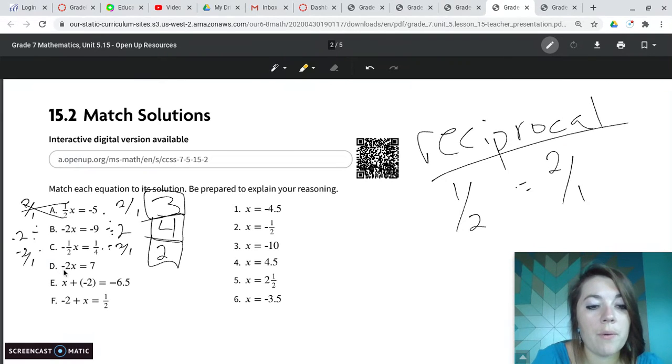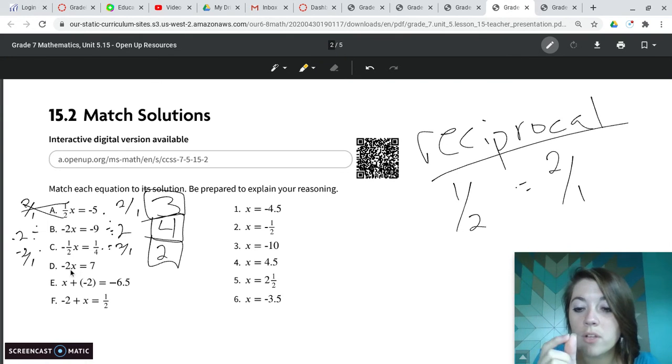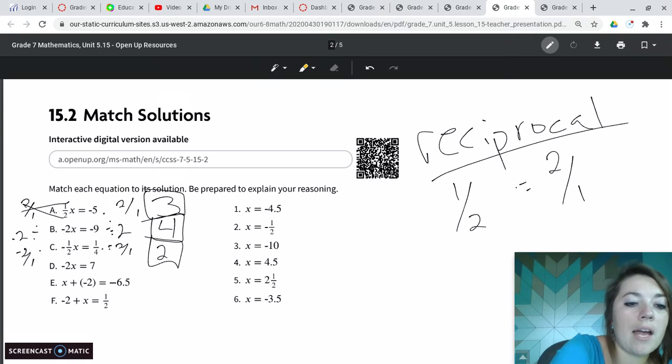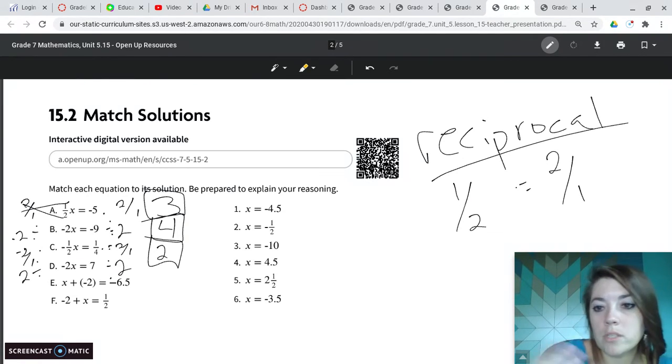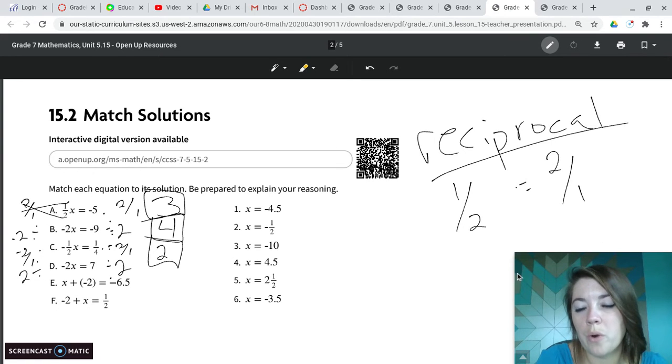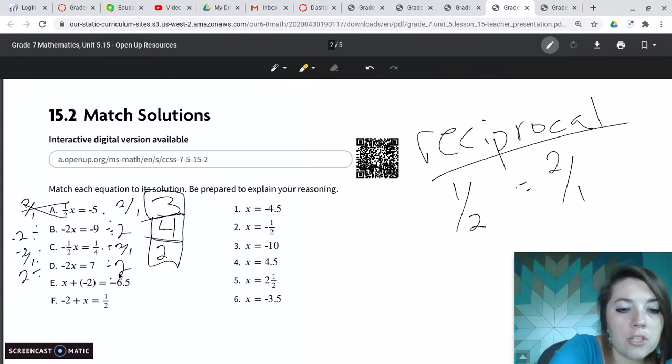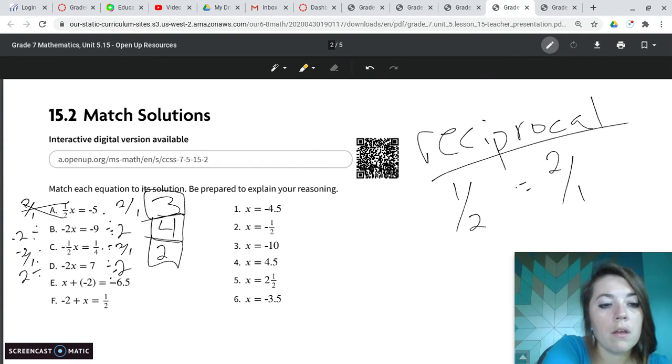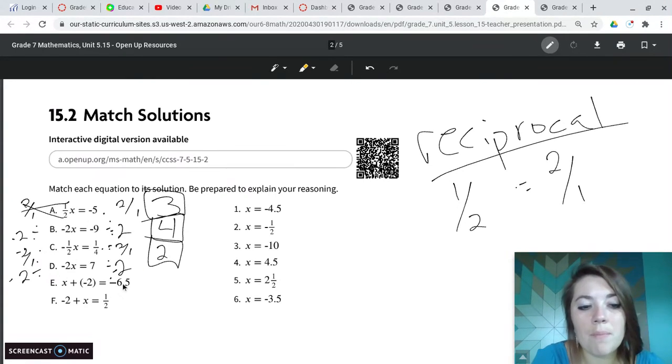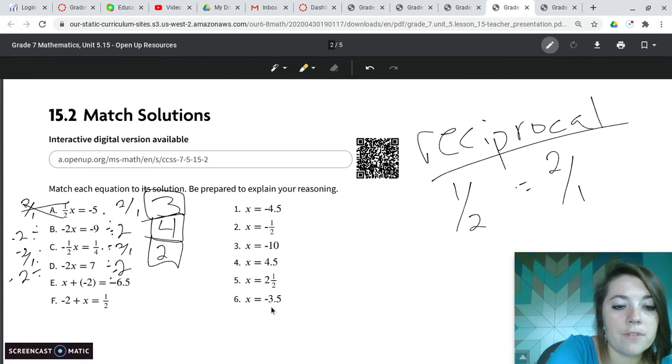All right, the next one here, we have -2x equals 7. Once again, these two numbers are being multiplied together, so to undo them, we need to divide. So dividing by -2, or multiplying by -1/2, since we know -2 and -1/2 are reciprocals of each other. When we divide 7 by -2, we end up with -3.5. So that's 4, 6.